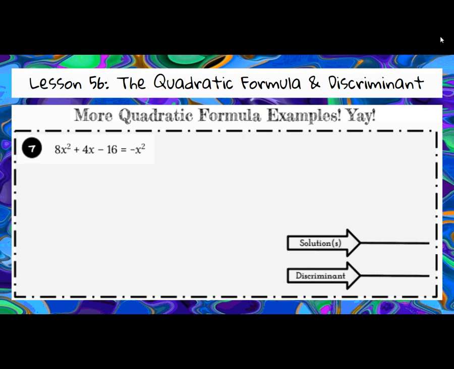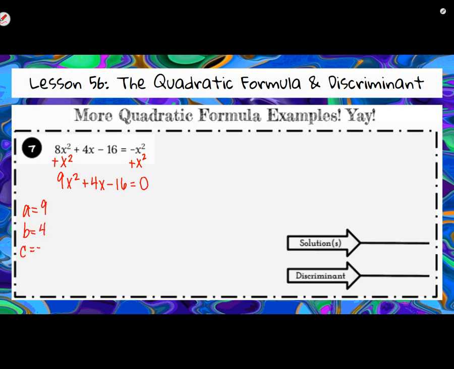All right, so what do you guys think about 7? Does it equal 0? Let's make it equal 0. So I would add x squared. You want to get everything on one side. So 9x squared plus 4x minus 16 equals 0. My a is 9. My b is 4.